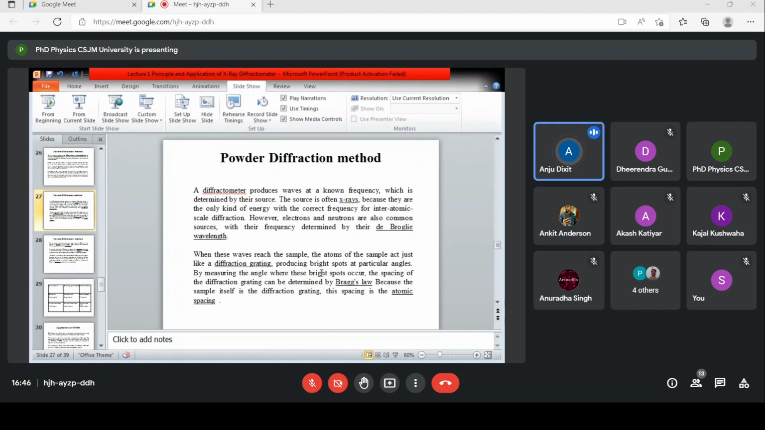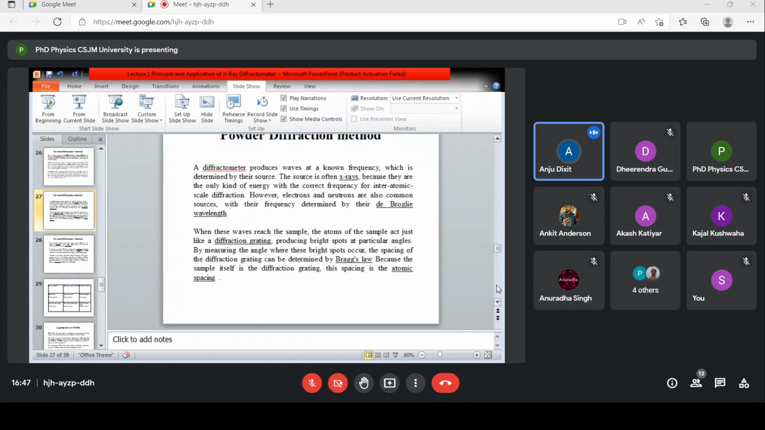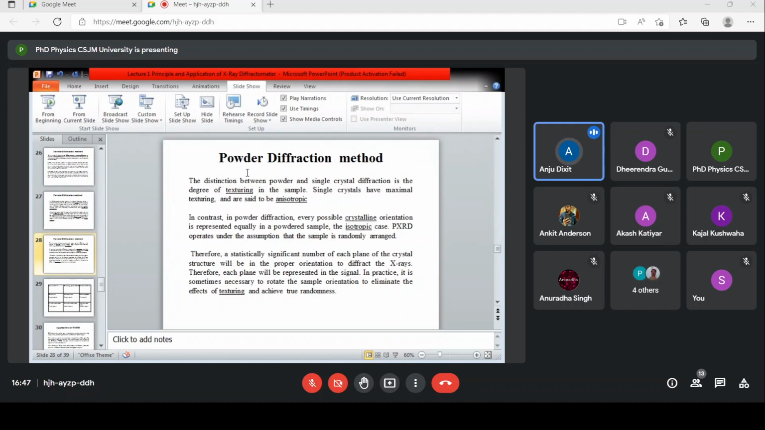So when these waves reach the sample, the atoms of sample act just like a diffraction grating, producing bright spots at particular angles. By measuring the angle where these bright spots occur, the spacing of the diffraction grating can be determined by Bragg's law, that is 2d sin theta equal to n lambda. Because the sample itself is a diffraction grating, the spacing is the atomic spacing. इसलिए इसको ये atomic spacing है आपकी.